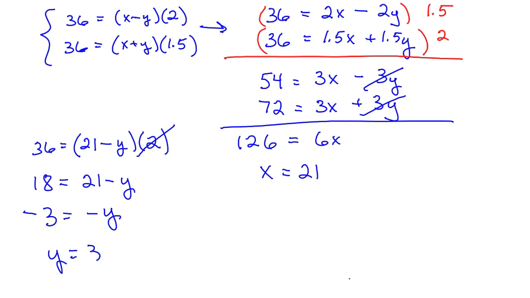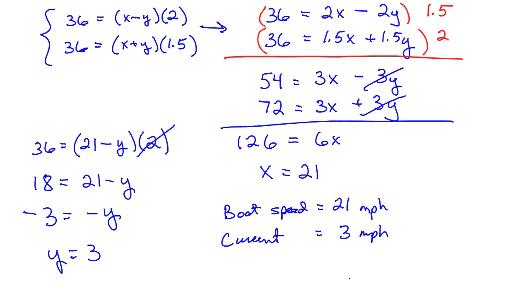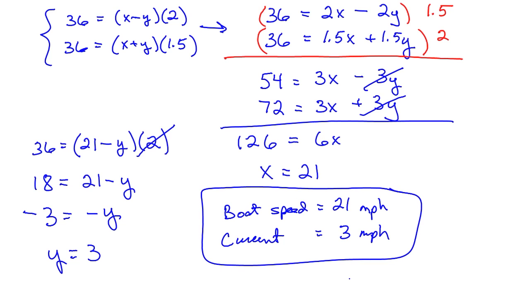And y equals 3. Now we won't write this one as an ordered pair because it's asking for actual information. So the boat speed was 21 miles per hour, and the current was 3 miles per hour.